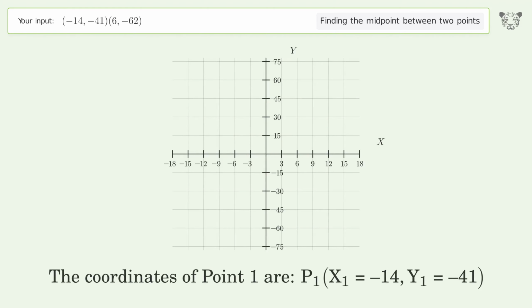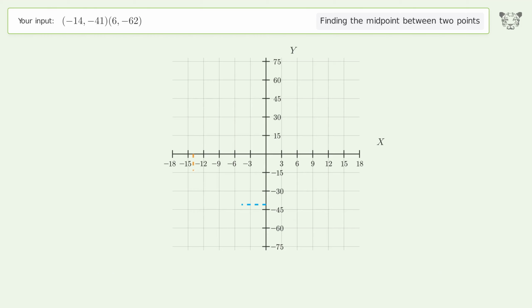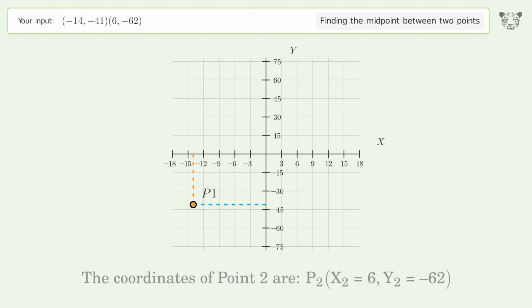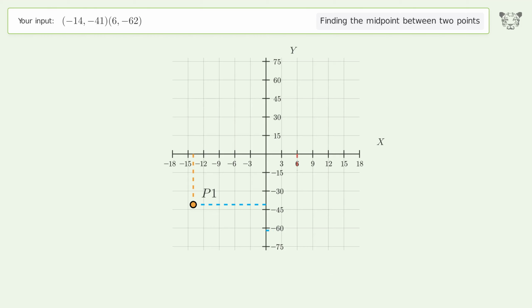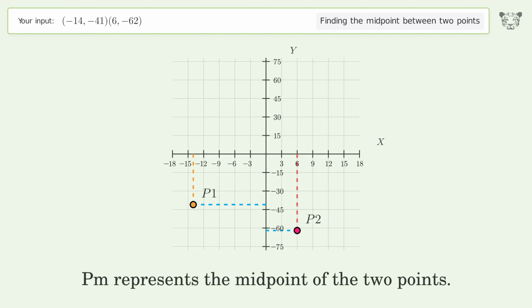The coordinates of point 1 are x1 equals -14, y1 equals -41. The coordinates of point 2 are x2 equals 6, y2 equals -62. PM represents the midpoint of the two points.